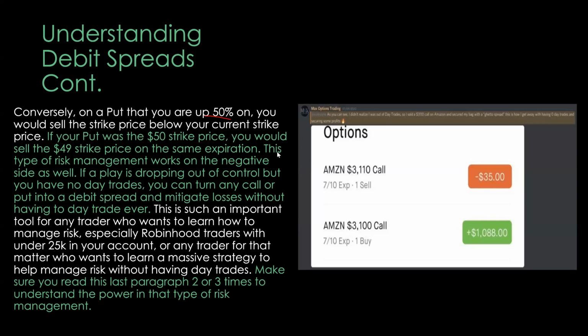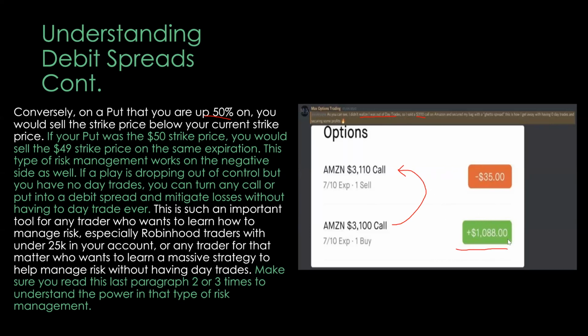If you take a look right here, you'll see that I even wrote in the Discord, I was out of day trades. So this is back when I was doing a challenge. So I sold the strike price one out of the money, which was the 3110. And I secured my bag with a spread. So no matter what happened, I was up $1,053, it looks like.